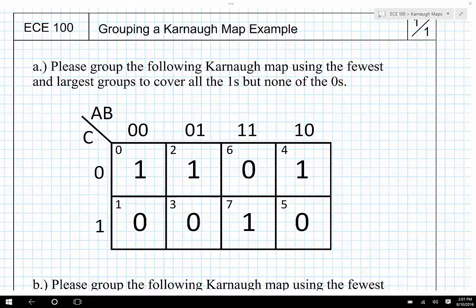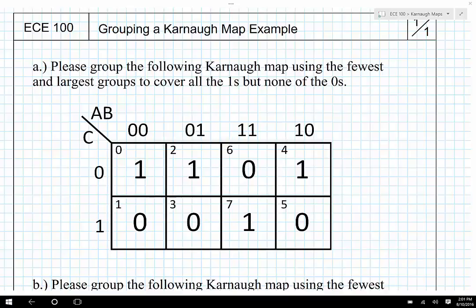Once the Karnaugh map has been drawn and filled, the next task is to group it. So in this case, our job is to group a completely filled Karnaugh map, and remember that the goal is to group it with groups that are powers of 2 in each dimension, so 2 by 1, 2 by 4, and so forth, and also to group it with the fewest possible groups and the largest possible groups.